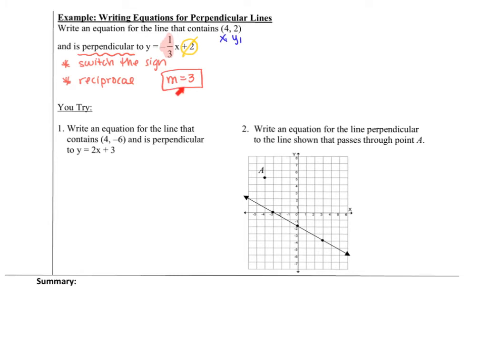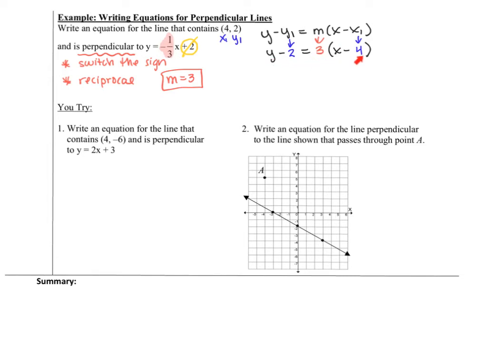So this is a number that I'm going to use when I'm substituting into my point-slope formula, which is y minus y sub 1 is equal to m times x minus x sub 1. So we're going to replace the m with the 3, replace your y sub 1 with 2, and your x sub 1 with 4. That'll give you y minus 2 is equal to 3 times x minus 4.